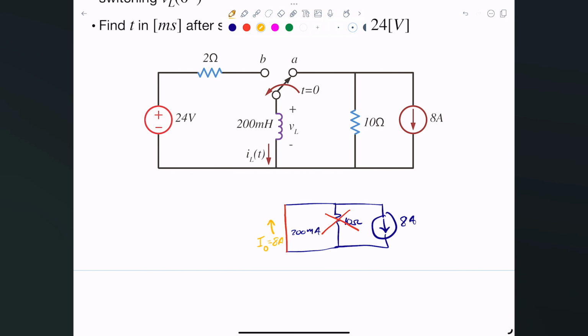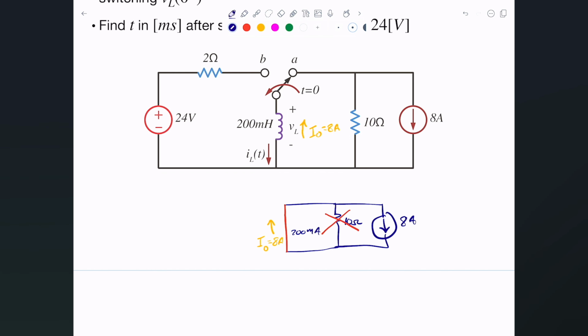and I'm just going to call it I0, because this will be the initial current flowing through that inductor right when we switch. Before switching it was I0, which happened to be 8 amps, and right after switching it will still be 8 amps because inductors oppose a change in current. Alright, so we have now the initial current. I'm going to call it initial just because at t equals 0 that will be the value of that inductor.